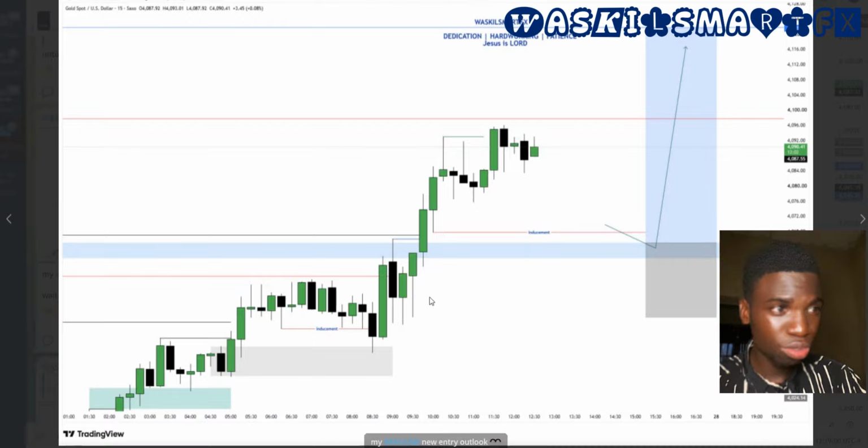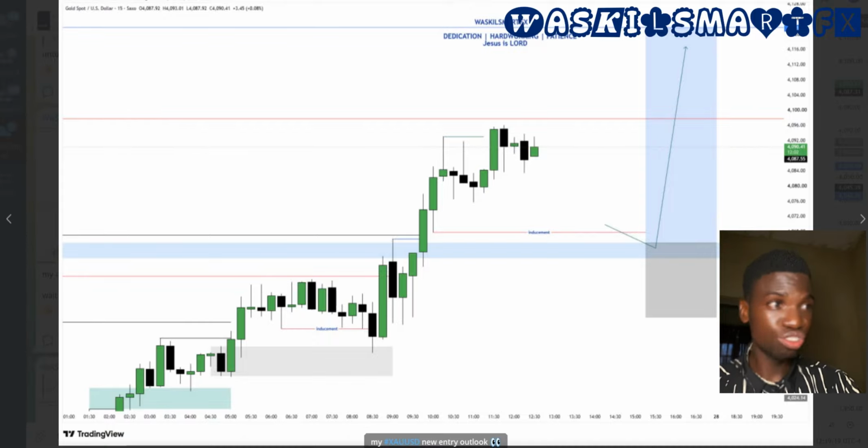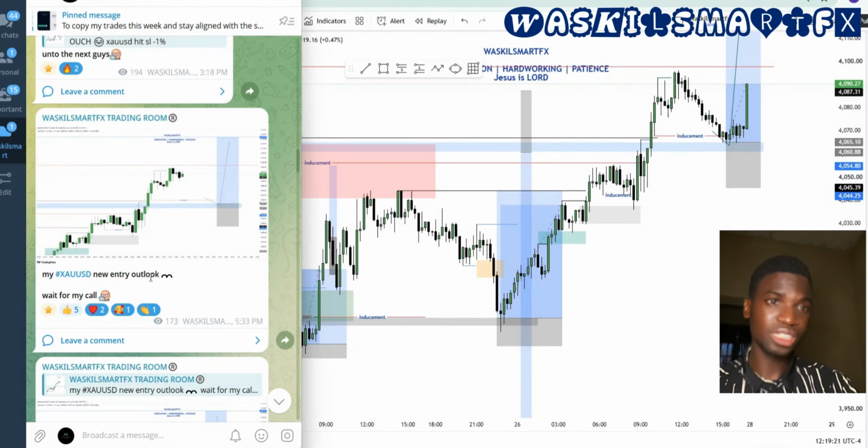So I don't want to give a trade at that particular time. I don't want to give a trade because the market is going to close very soon, and there can be a lot of spread and everything. And if the market opens on Monday, it can open in a way that goes against the direction. So that's why I did not give it as a trade. I only give it as an outlook.